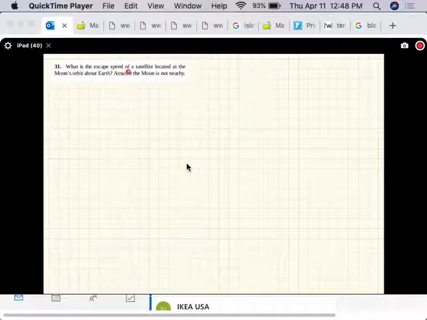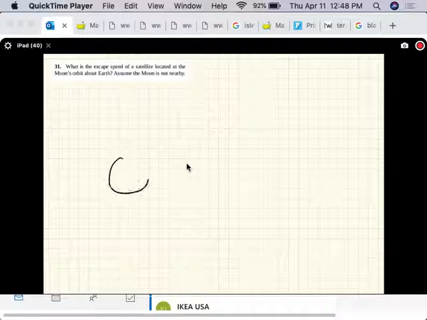So what is the escape speed of a satellite located at the moon's orbit? Jonathan, look up the Earth-Moon distance, please. What is the escape speed of a satellite located at the moon's orbit, in meters? Okay, just look up the Earth-Moon distance. What is the escape speed of a satellite located at the moon's orbit about Earth? Assume that the moon is not nearby.